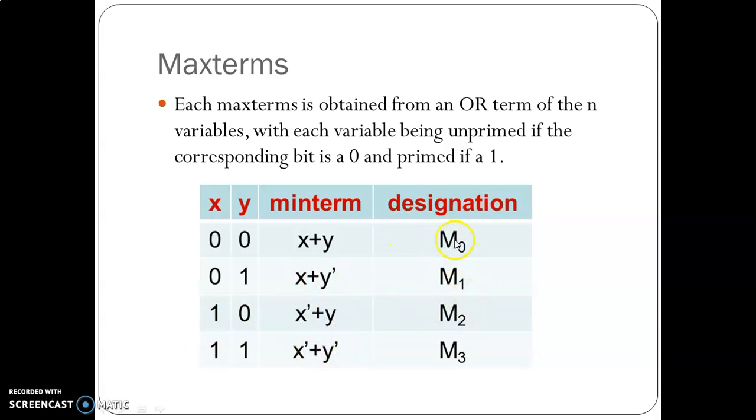The shorthand designation for the maxterm is shown here in the figure. Since it is a maxterm, it is represented by capital Mj, and the j is the decimal equivalent of the binary number. This is denoted as capital M0, M1, M2, M3.